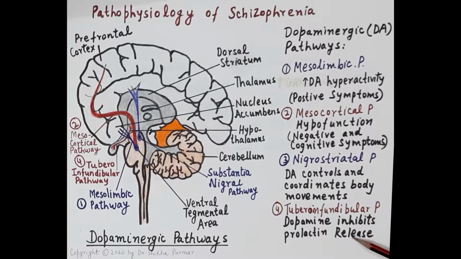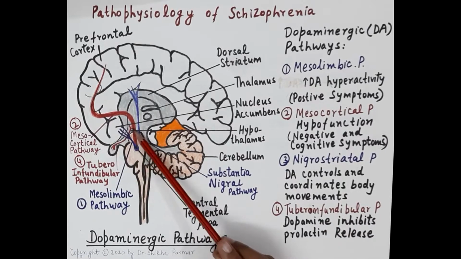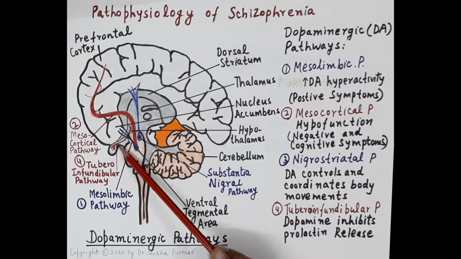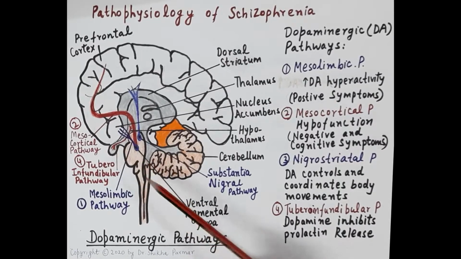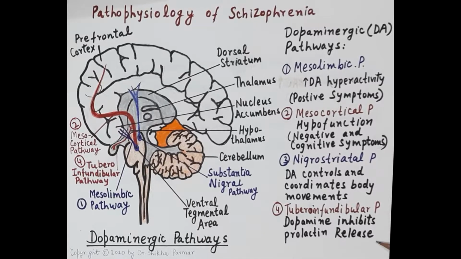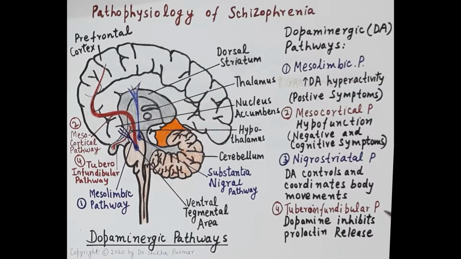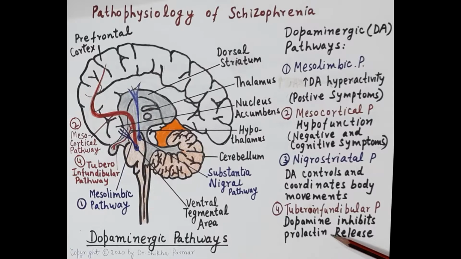And the fourth dopaminergic pathway is the tuberoinfundibular pathway. I have shown this tuberoinfundibular pathway in the red color, and this is present in the hypothalamus. Here the dopamine inhibits the release of prolactin, and prolactin further regulates the sexual activity of the body, that is the sexual desire of the body, and it also regulates the immune system.